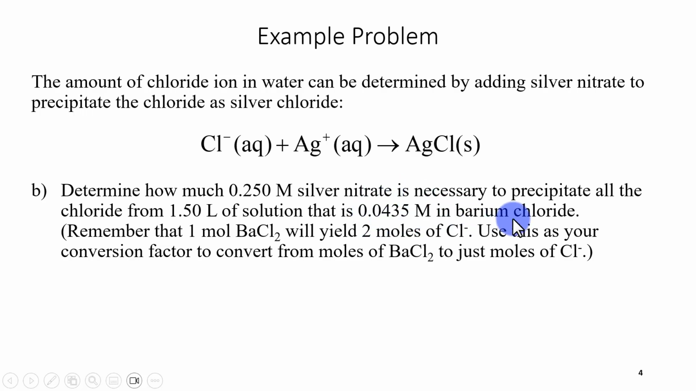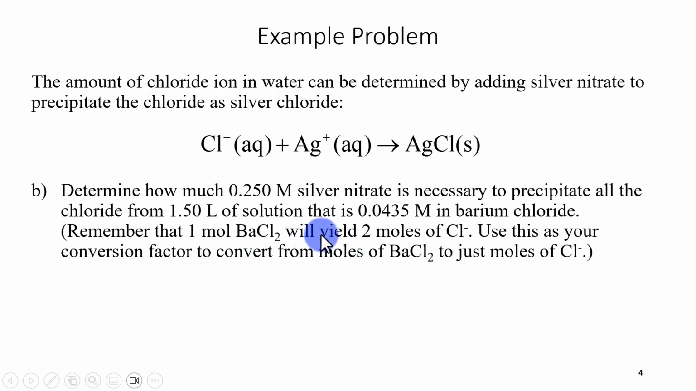Okay, this is the molarity of barium chloride. But remember that 1 mole of barium chloride will yield 2 moles of chloride ions. So if I start with 0.0435 moles of barium chloride, I will have twice as much chloride ions per every liter. However, I have 1.5 liters, so I have to take that into account. So the first thing that you need to do is to use this as a conversion factor to convert from moles of BaCl2 per liter to moles of Cl minus per liter. And then use the same method that we did for part A.